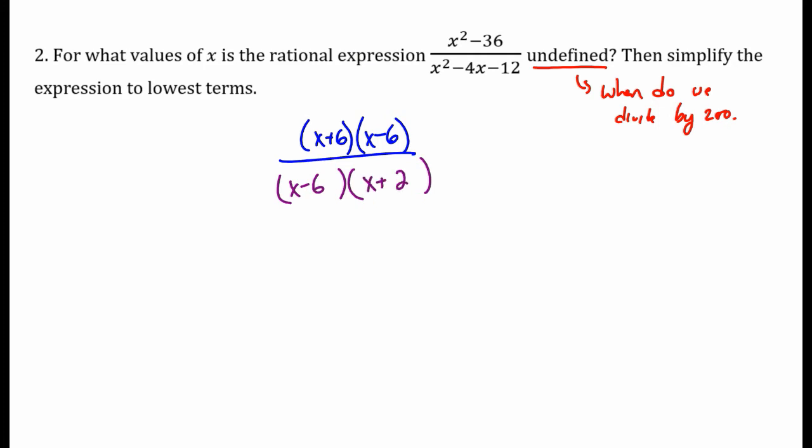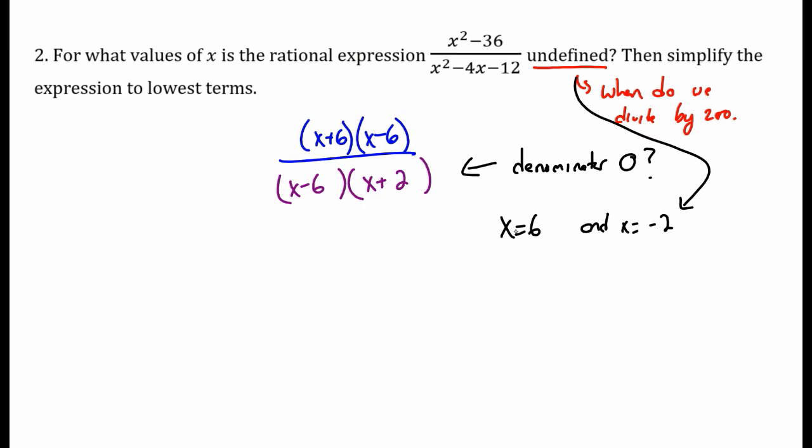So right now, we can tell when this is undefined. When is the denominator equal to 0? What makes my denominator 0? Well, that would be x equals 6 and x equals negative 2. These values are what make the expression undefined. If I try to plug in a 6 up here, I'm going to get something over 0. If I plug in a negative 2 here, I'm going to get something over 0. So these are the values that make the expression undefined.